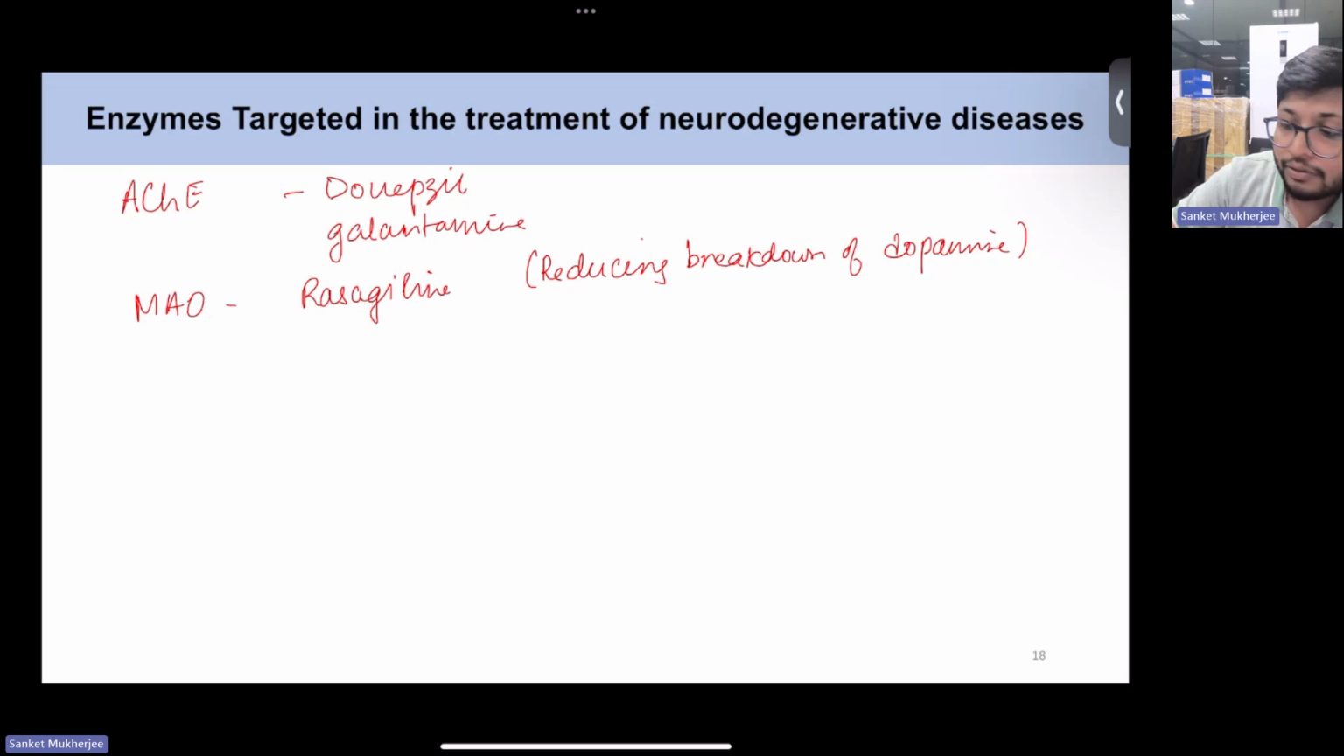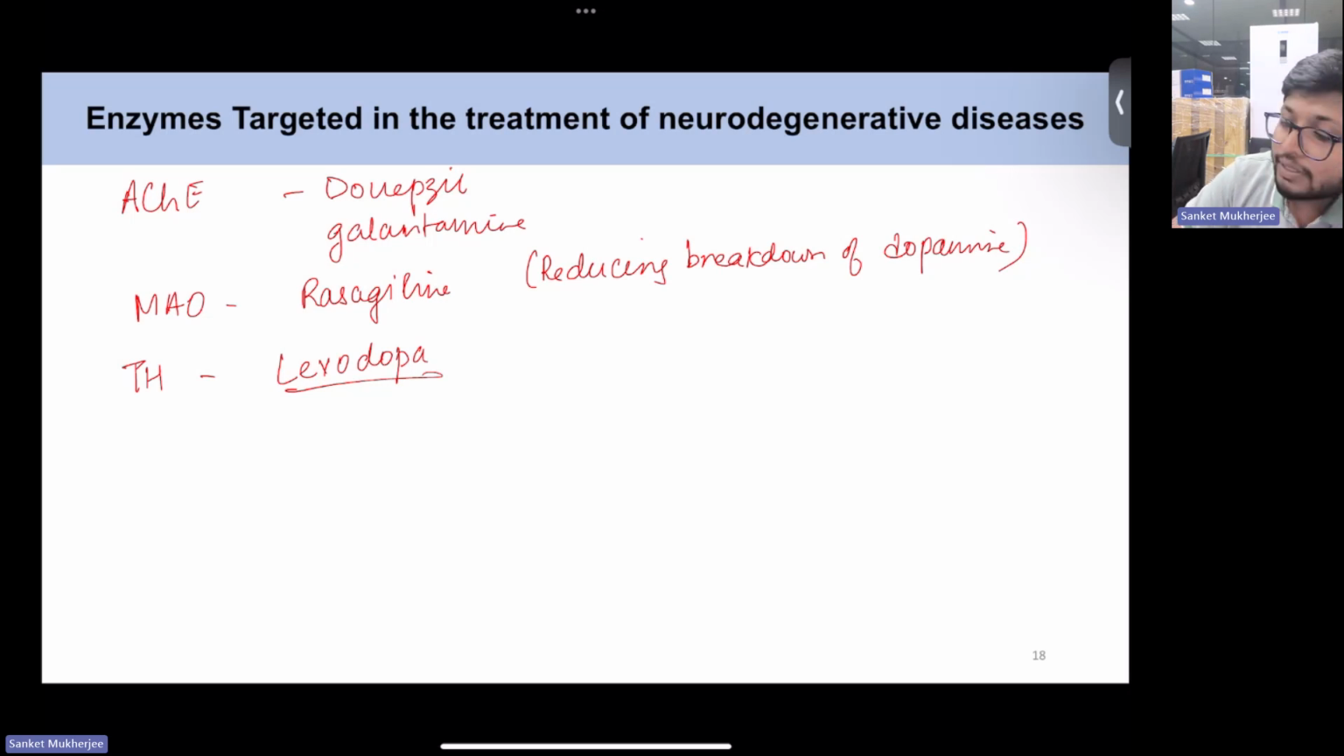Similarly, tyrosine hydroxylase can be bypassed using levodopa, which is a precursor of dopamine. It crosses the blood-brain barrier and increases the dopamine levels in the brain, again used for Parkinson's disease.